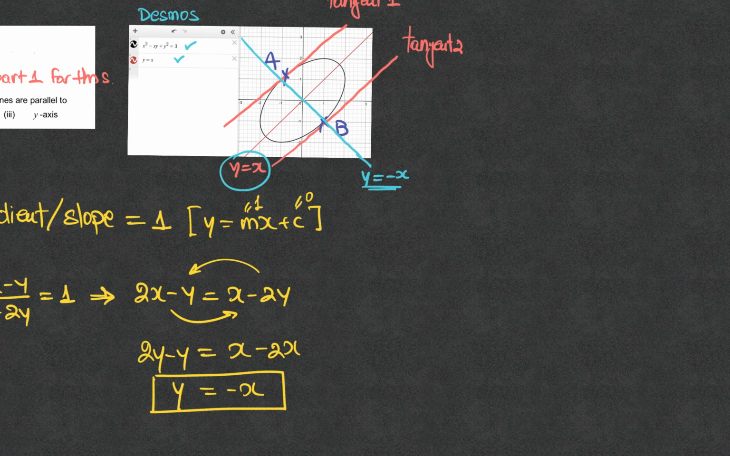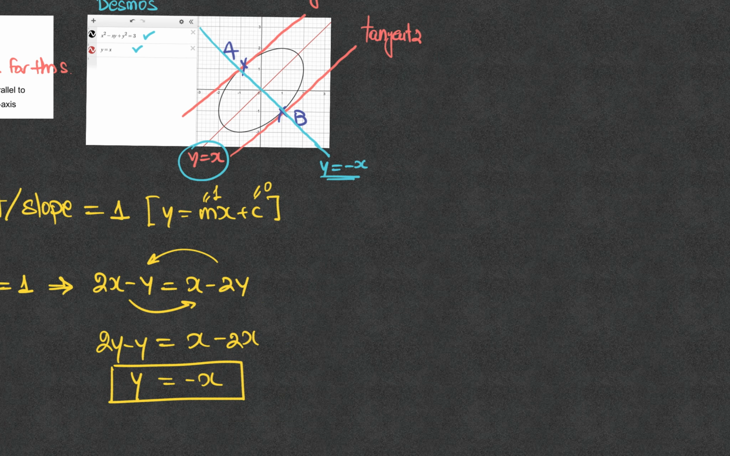Now, you could by observation assume that these points are (-1, 1) and (1, -1). It wouldn't have been a bad assumption, but it makes sense to show algebraically how we reach that conclusion. So we have x squared minus xy plus y squared equals 3, the original equation, that's number 1. And then we also have that y equals -x, and that's number 2.